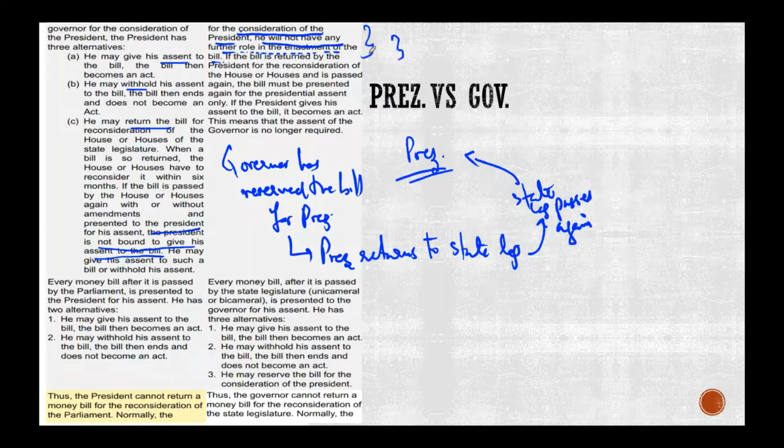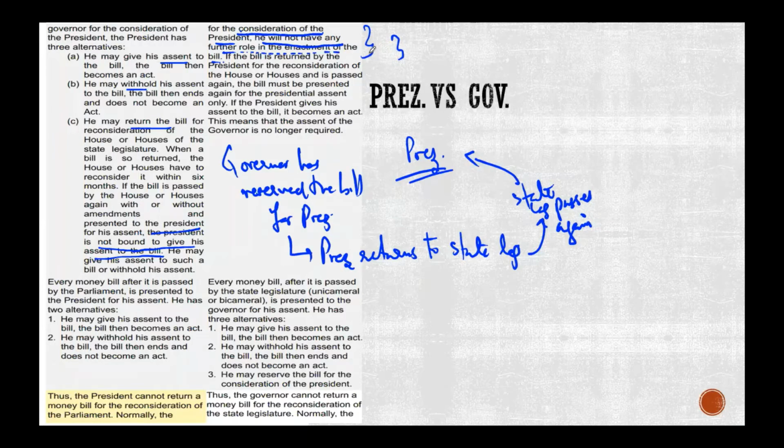After this, the president has no further role. Sorry, the governor has no further role. I'm so sorry for the confusion. The governor has no further role once he decides to reserve the bill for the president. From now on, it's the president's responsibility to deal with this particular bill. Is that clear?